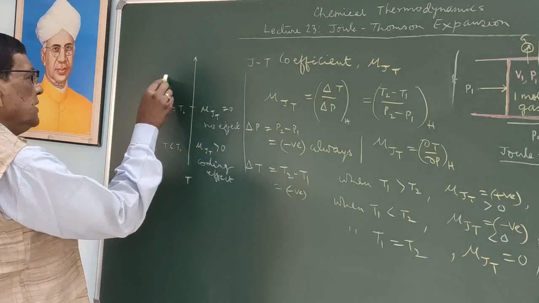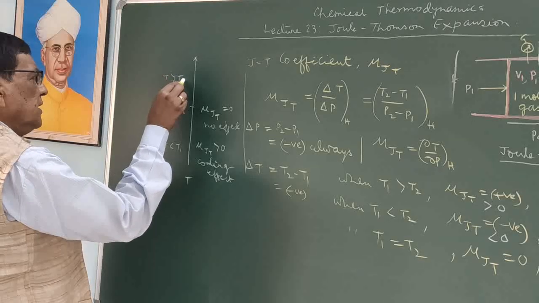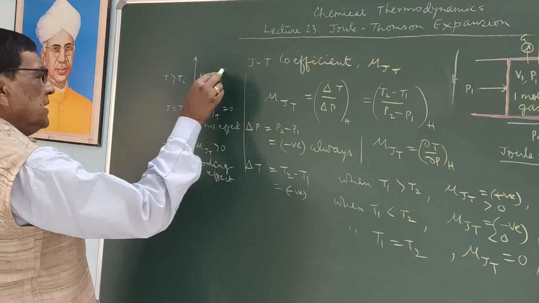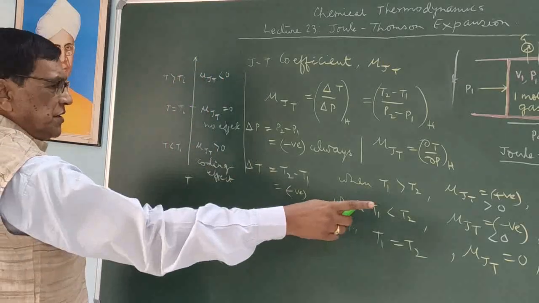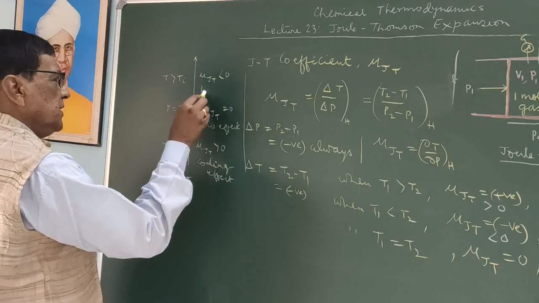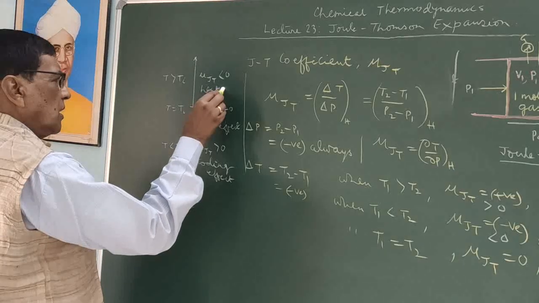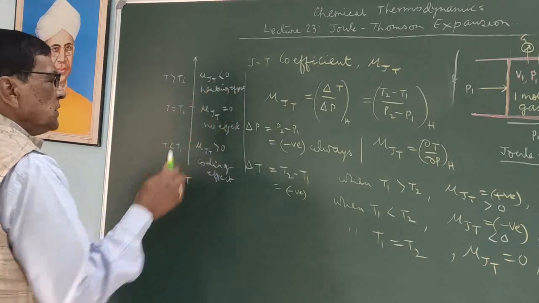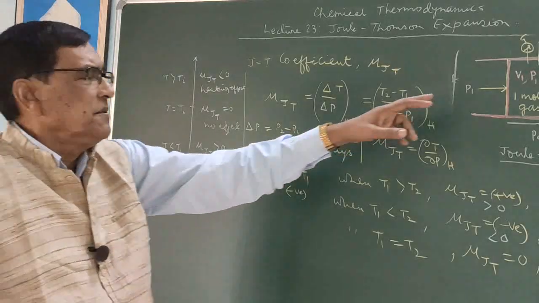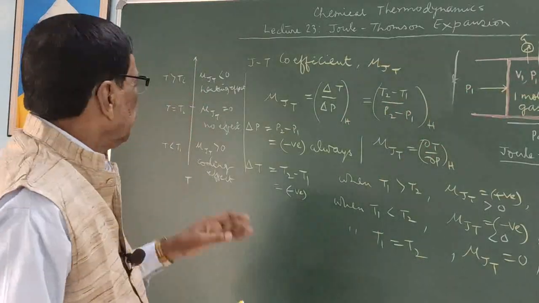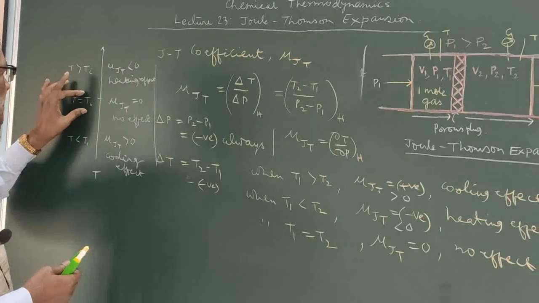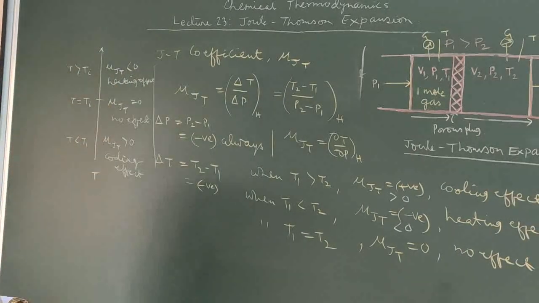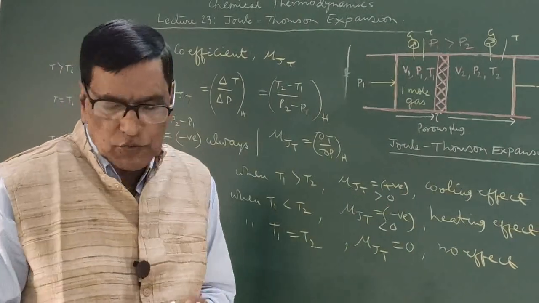And when T is greater than Ti, μJT is less than 0, means negative, and it is the heating effect. So according to the initial temperature of this gas, whether it is equal to the inversion temperature, less than the inversion temperature, or greater than the inversion temperature, the nature of the effect will prevail.